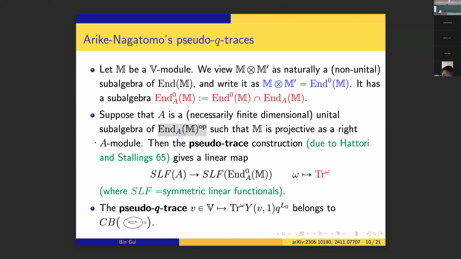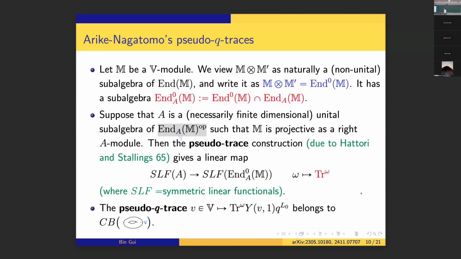In particular, the vertex operators always belong to this N A zero M because the vertex operators commute with the action of A. Right? And in order to define the pseudo trace, I have to assume that N is projective as a right A module. In that way, there is a canonical way, using this kind of projective basis, to construct this pseudo trace, which will give you a symmetric linear functional on N A zero M from any symmetric linear functional of A. So if I call omega a symmetric linear functional of A, then this new symmetric linear functional is called the trace with superscript omega. This trace superscript omega is called the pseudo trace with respect to omega. So there is a canonical way to define this.